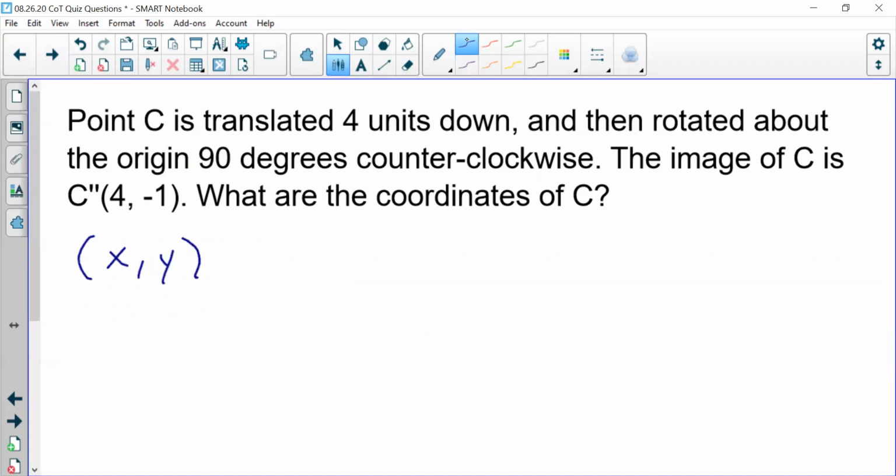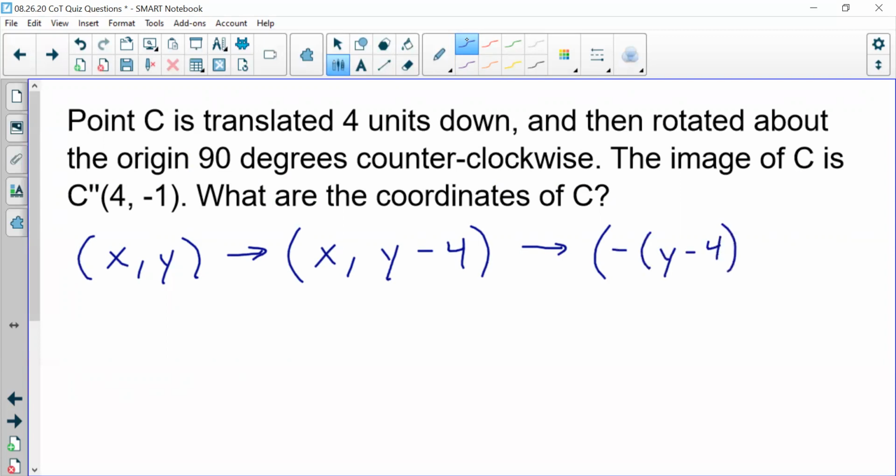We started off at (x, y). We were translated 4 units down, so x didn't change. X stayed the same, we just ended up with y minus 4. And then from here, we had a 90 degrees counterclockwise rotation. What happens with that rotation is x and y flip spots, but your y value becomes negative. So we're going to end up with negative (y minus 4) as the x coordinate, and then x is now your y coordinate. So that's where we ended up. If you want to distribute that negative, you can. That would be negative y plus 4.